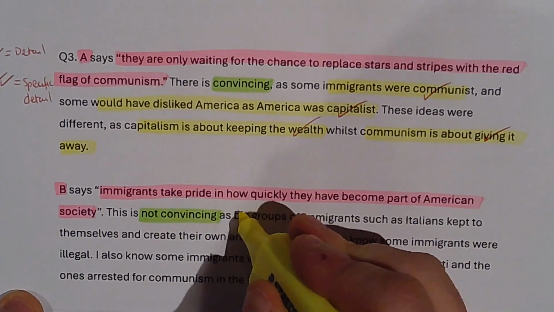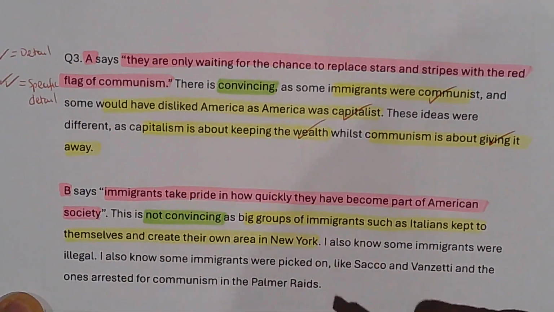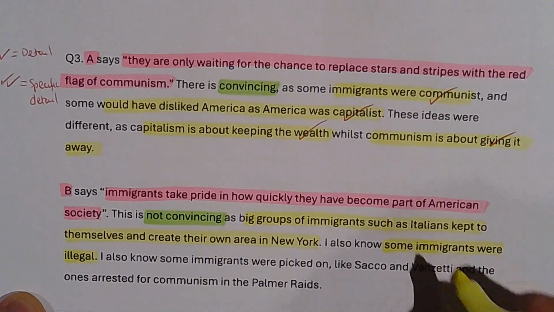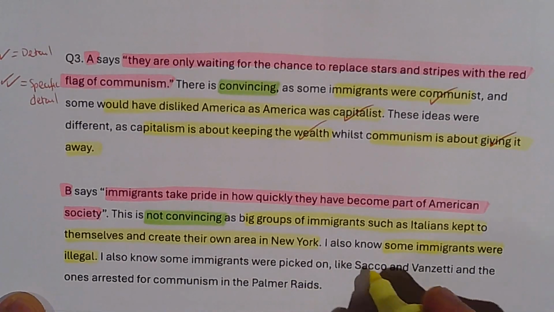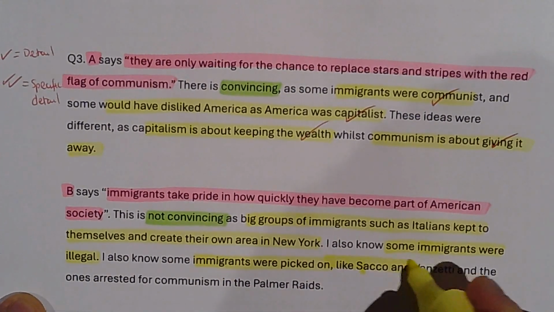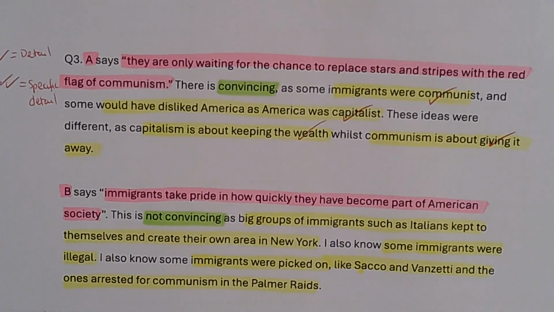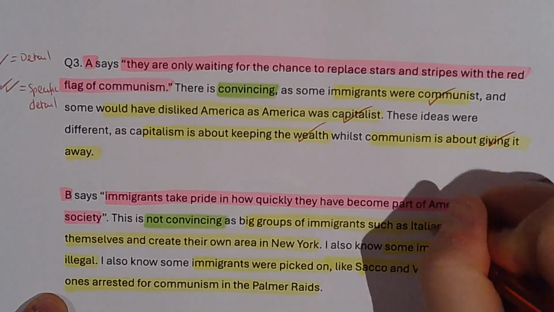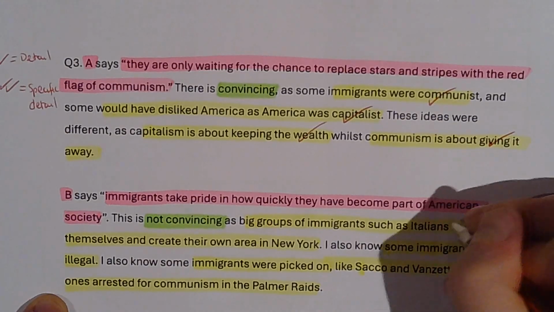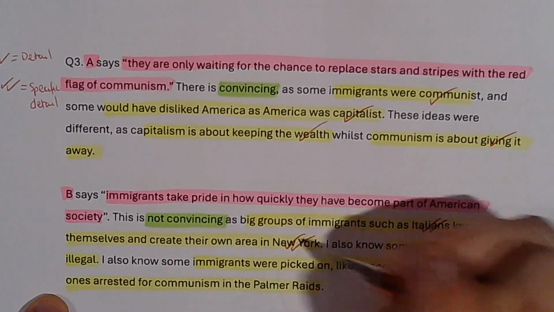Well, big groups of immigrants, such as Italians, kept to themselves and created their own area in New York. I also know some immigrants were illegal. I also know that some immigrants were picked on, like Sacco and Vanzetti, and the ones arrested for communism in the Palmer raids. So again, I've said why it's not truthful. I've actually used some very specific detail here about big groups of immigrants such as Italians keeping to themselves and owning their own area in New York.